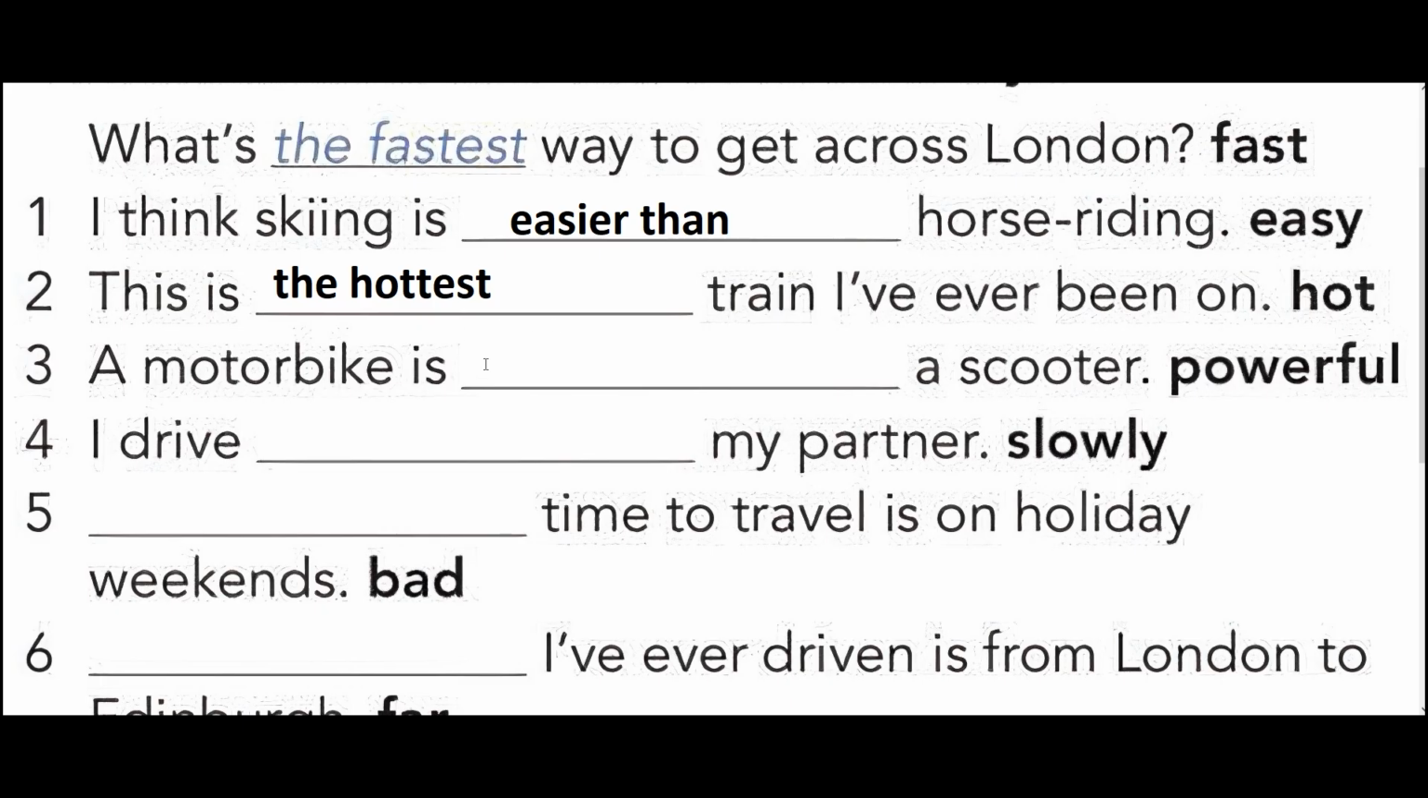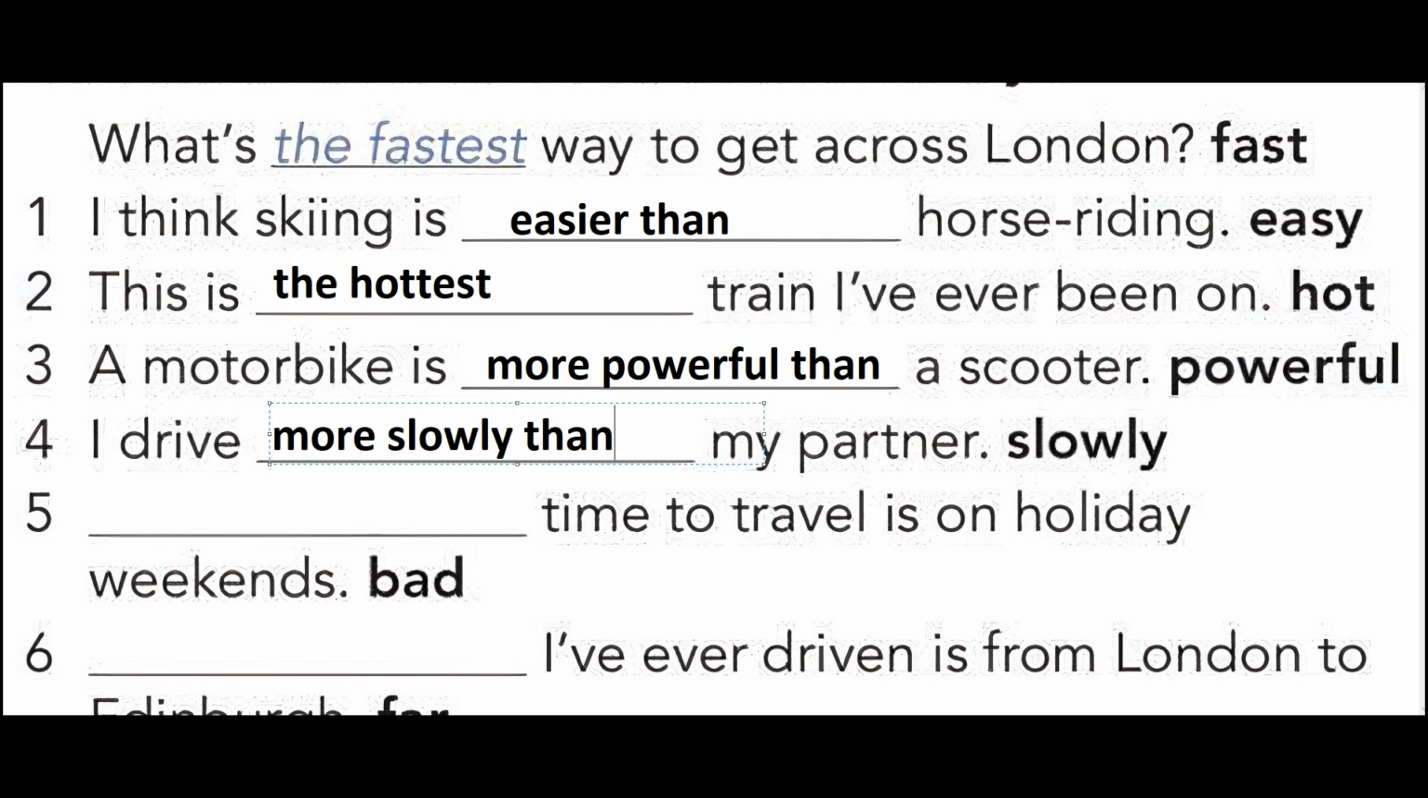A motorbike is more powerful than a scooter. We compare motorbike with a scooter. I drive more slowly than my partner. Again, we compare here two actions. And if a word ends with ly, we use more. More slowly, more beautifully, more nicely, and so on.